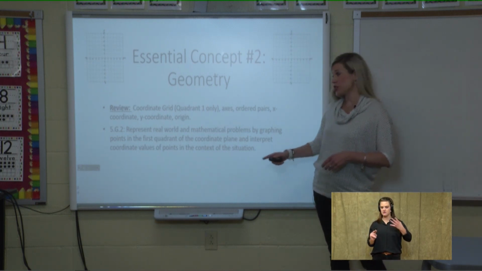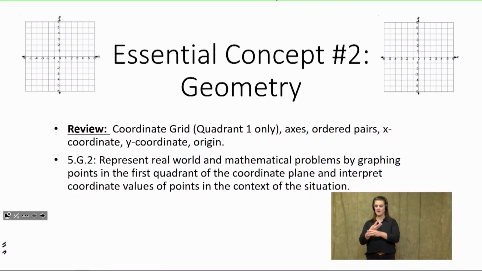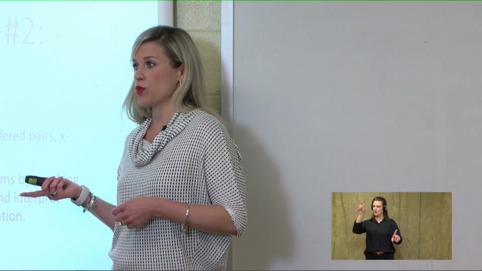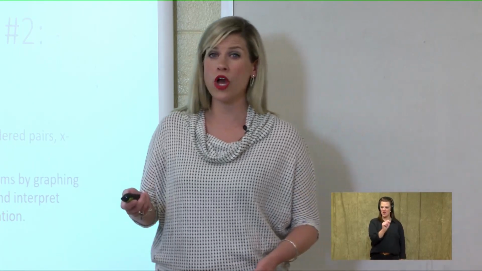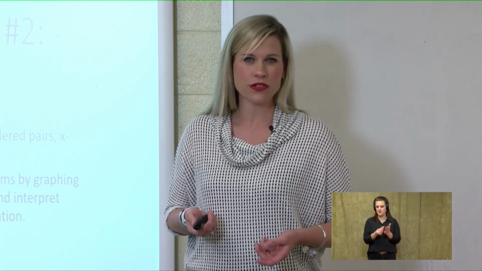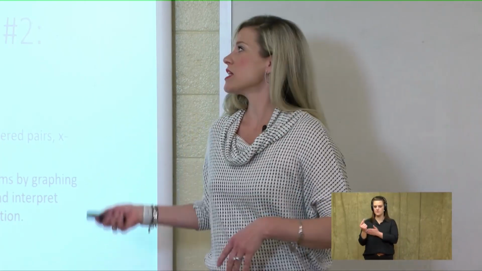The next thing we're going to do is lead into representing real-world and mathematical problems by graphing points, again only in the first quadrant, and interpreting those values in the context of the situation. So basically what that means is today we're going to graph different situations. Maybe a situation that we looked at last week, like if you have a cup of yogurt that costs $3 and you buy 2 cups of yogurt, that then would be $6. So we're going to put together what we did last week and this week, okay? So let's take a look.